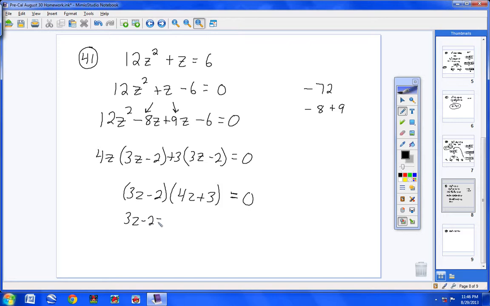3z minus 2, set it equal to 0. Bring the 2 over and make it positive, so positive 2. And now divide by 3. And when you divide by 3, you get 2/3.